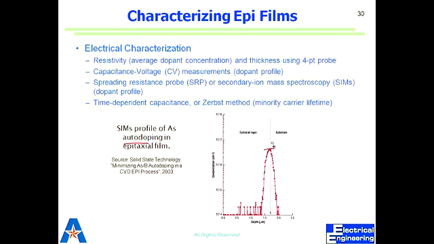And then there's a profile in the x-axis, in depth, which is called SIMS. What do we do with SIMS? How can we measure the depth profile? How can I measure depth profile?